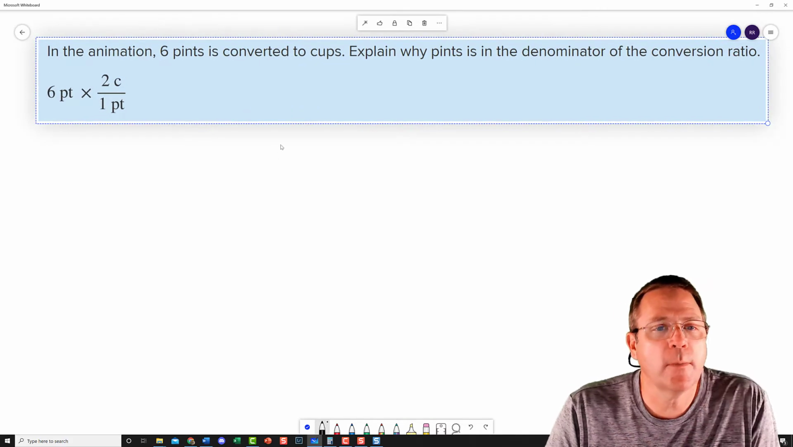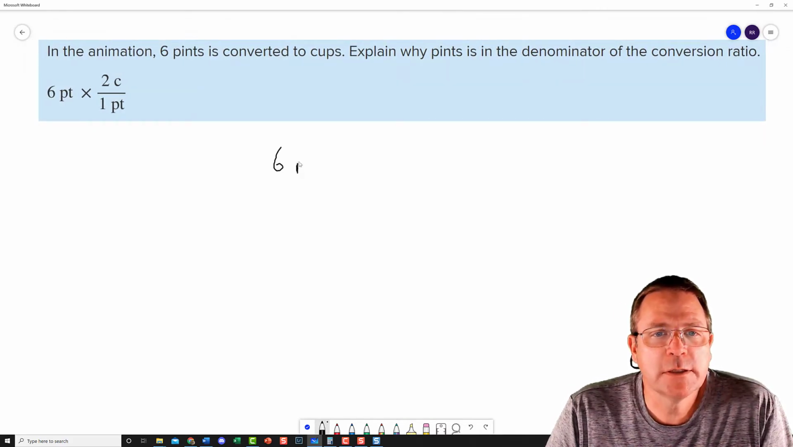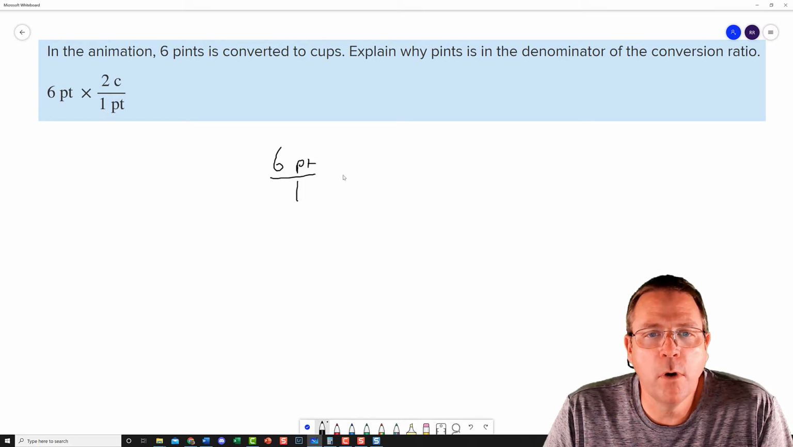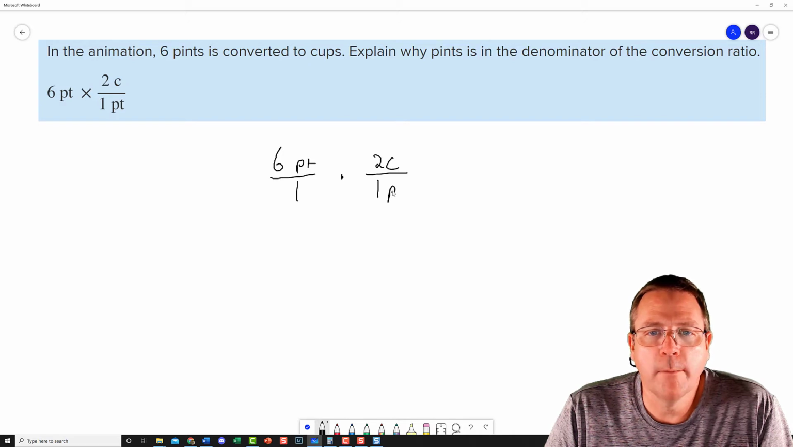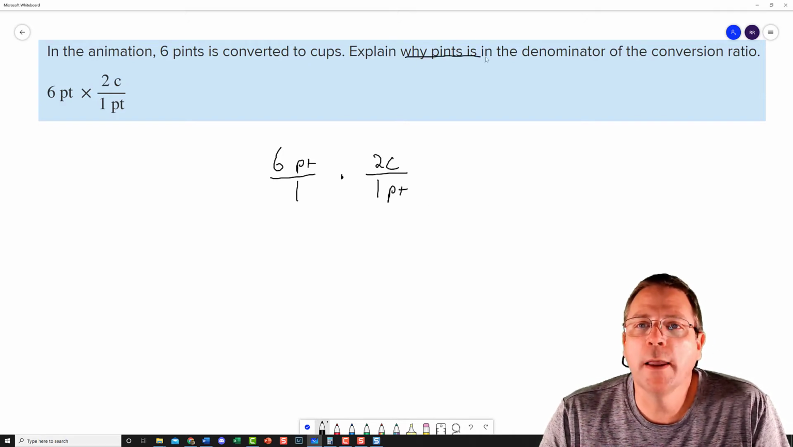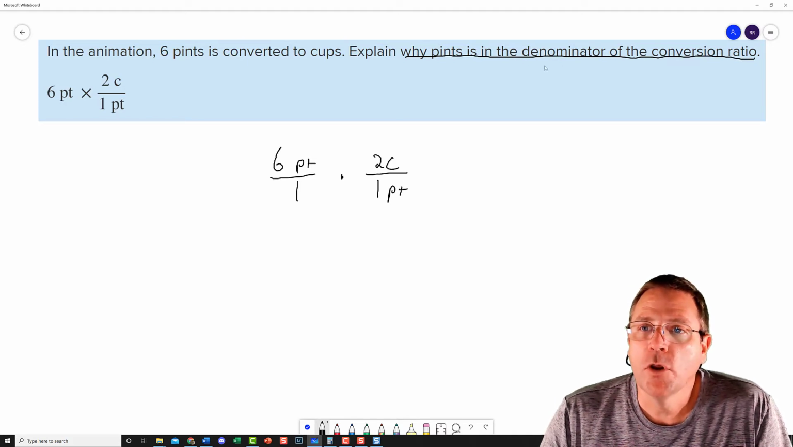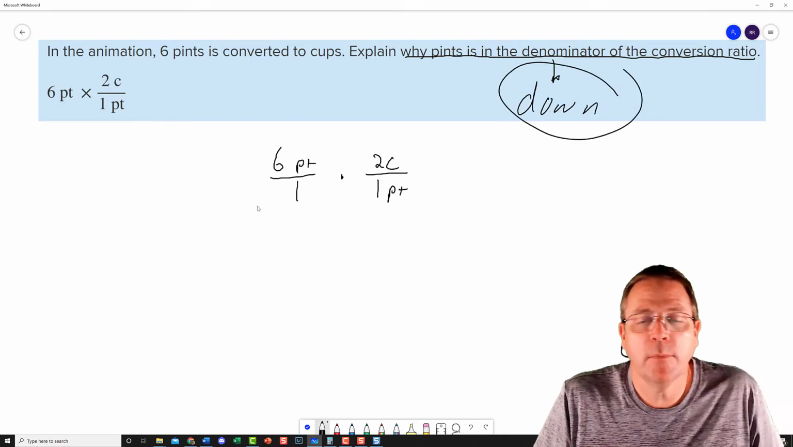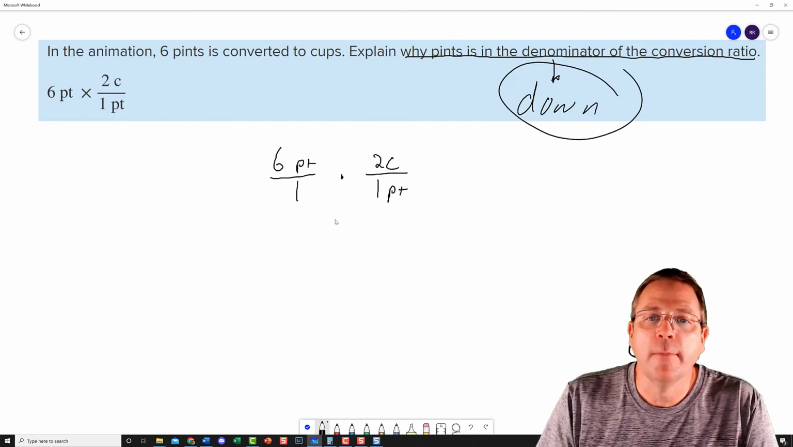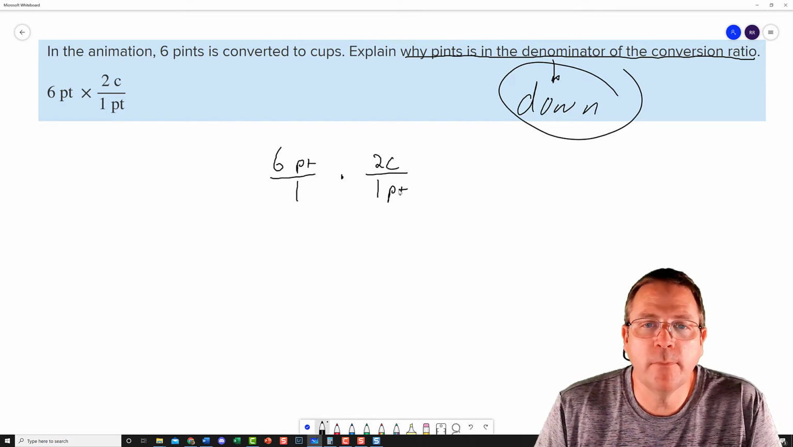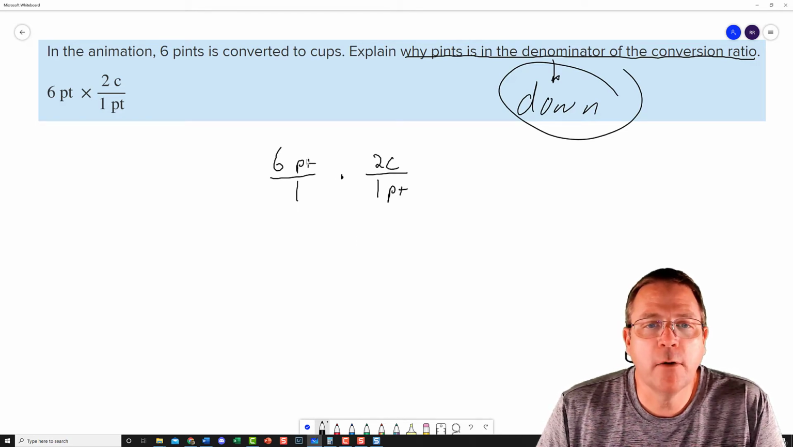So what I'm going to do is rewrite this now, where I have 6 pints over 1 times 2 cups over 1 pint. And the question was, why is a pint in the denominator of the conversion ratio? That's this one. And remember, your denominator is down. The denominator is the bottom number in your fraction. It is down. So why do we need pints in the bottom? For the same reason that we had those 2's in the bottom earlier, because now the pint divided by pint is going to be 1.